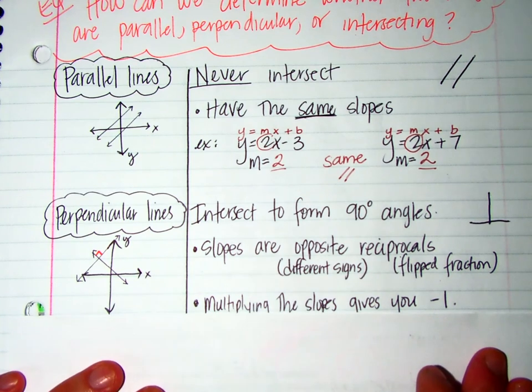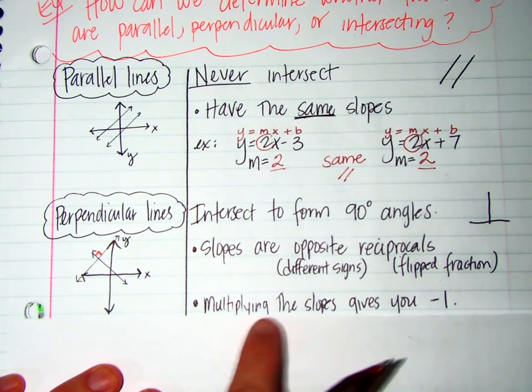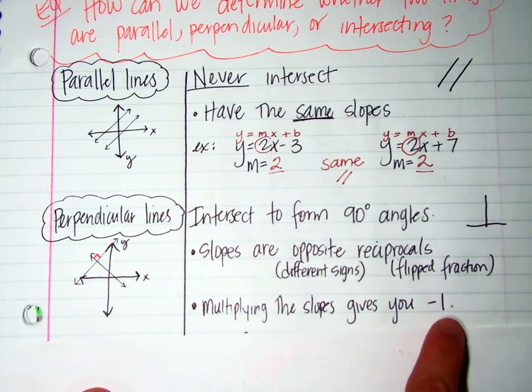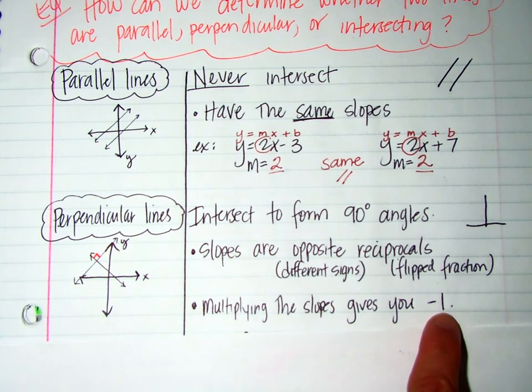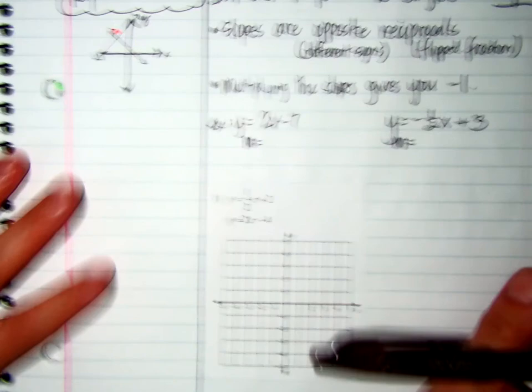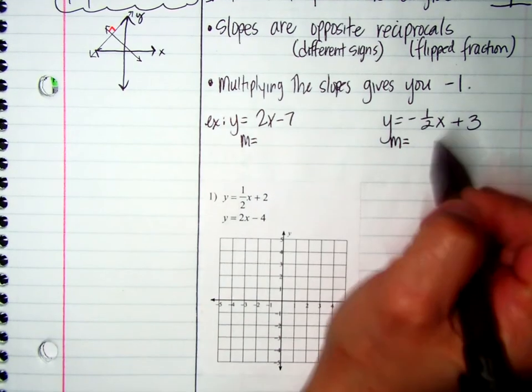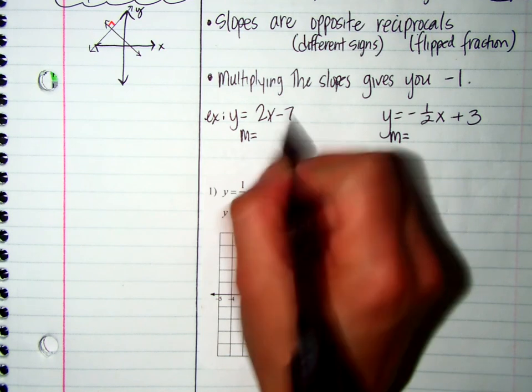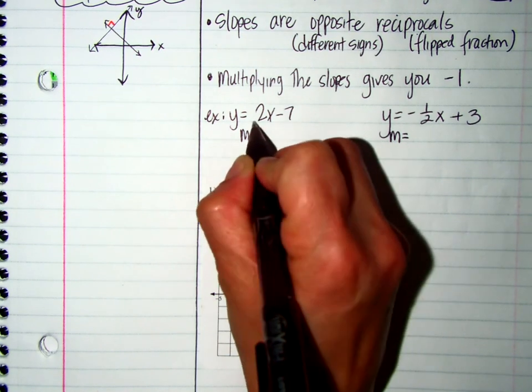Another way you can find out whether your lines are perpendicular is by multiplying the slopes, and whatever you get should be -1. If you get the answer of -1, then you have perpendicular lines. All right, let's get started. Looking at this example here, I have to first identify my slope. And in this case, m is going to be 2.